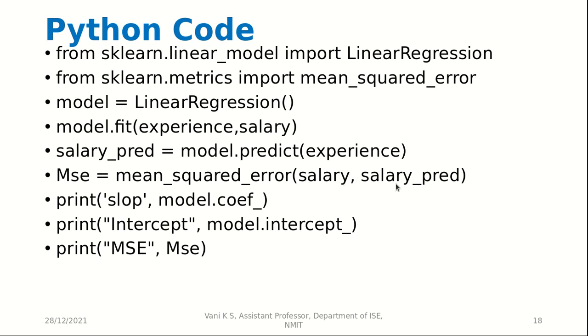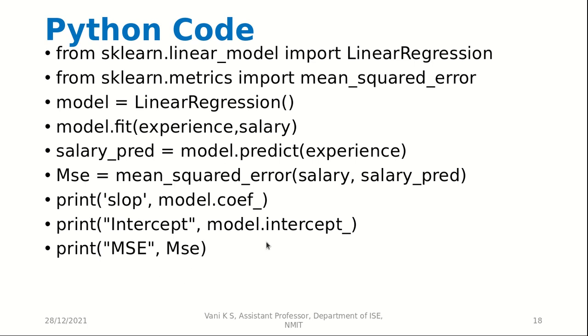So we have already imported the mean squared error function from the metrics library of sklearn, and then that function is used to calculate the mean squared error of the whole array salary and salary predicted. Then we get the slope and intercept and mean squared error, and then we print it.